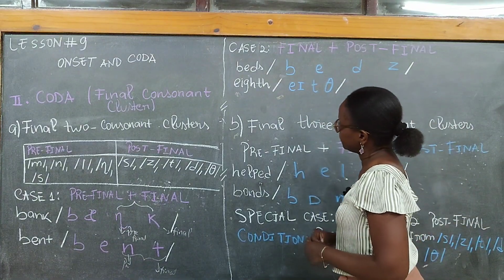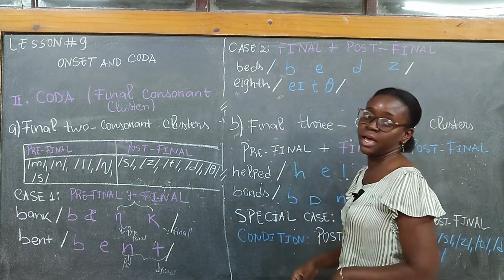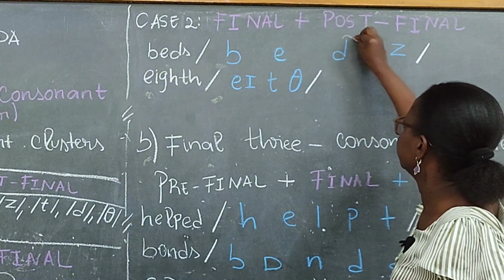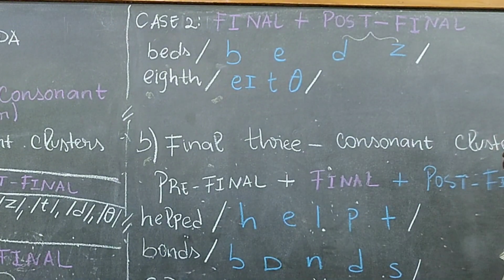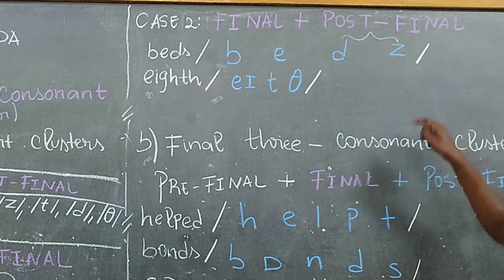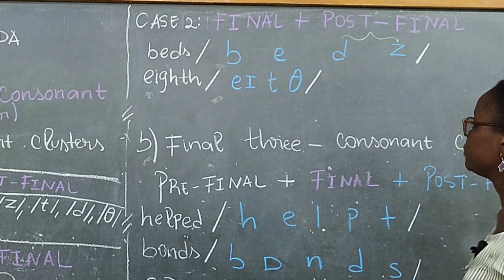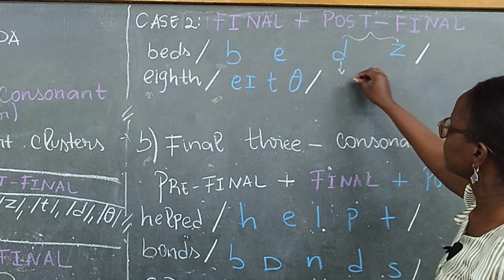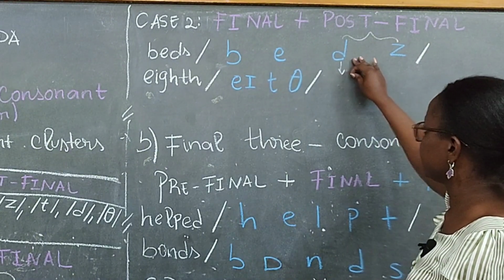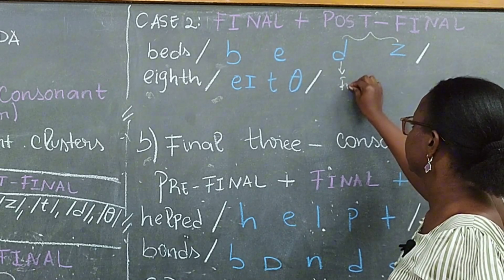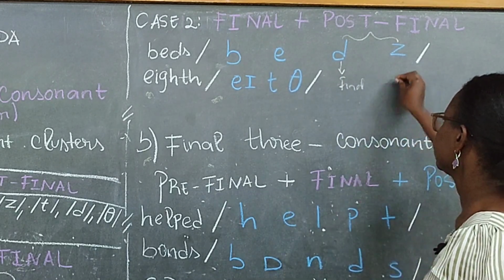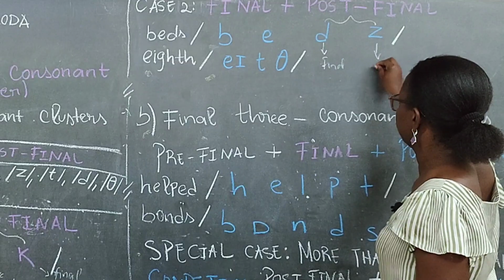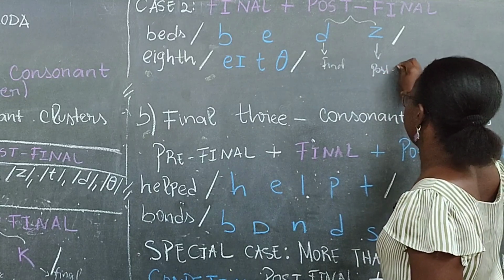Let's see the examples we have. Beds and eighth. Okay, with beds, we have a combination of two. As you can easily see, combination of two in the end. And what happens is that we find a d, which is, in this case, a final consonant. And the s, if you see from the list, it is a post-final.